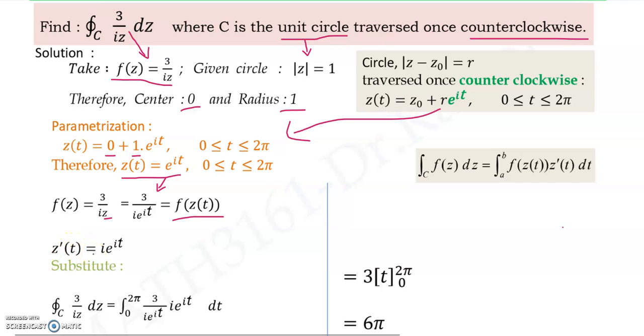As we discussed in the previous two questions, from this you find the derivative. So z dash of t is equal to the derivative of e to the power it. You differentiate it so that you will get i, then you multiply with e to the power it, i e to the power it. This is the derivative.